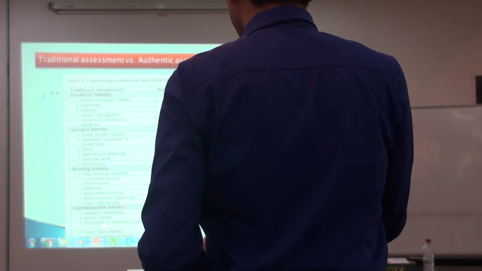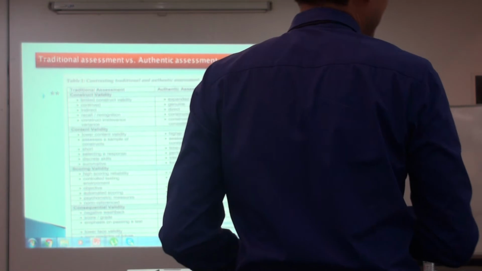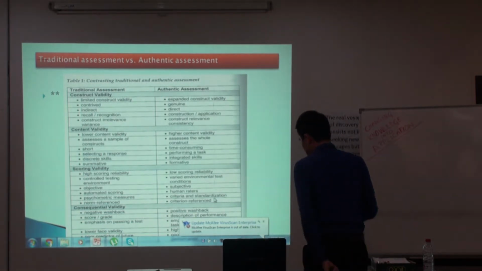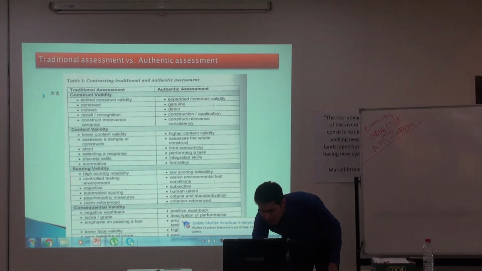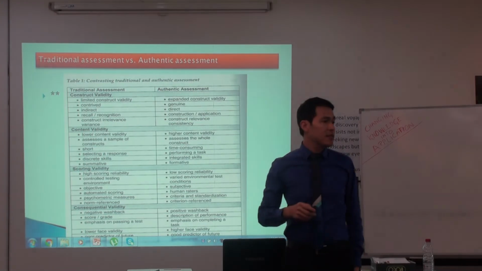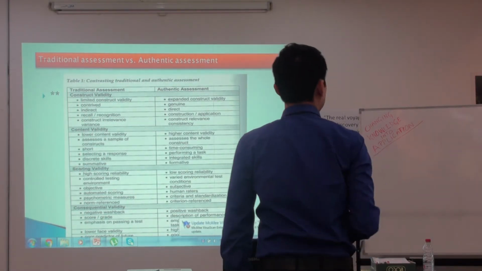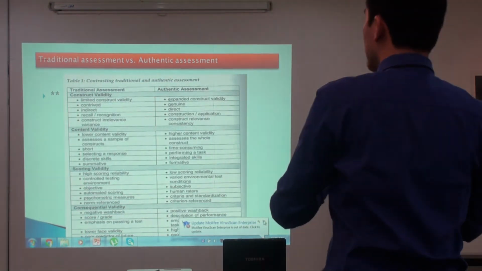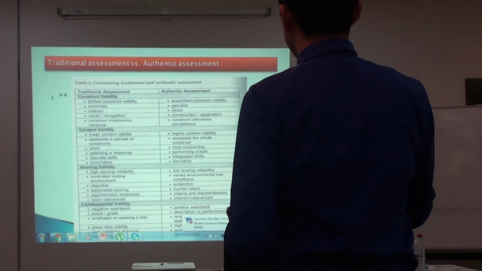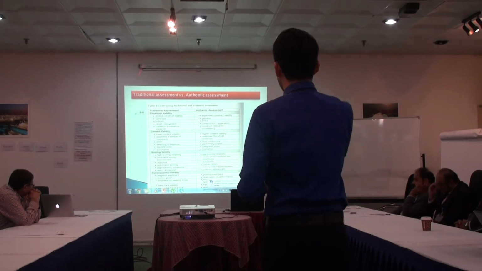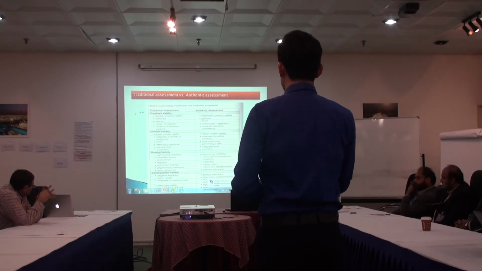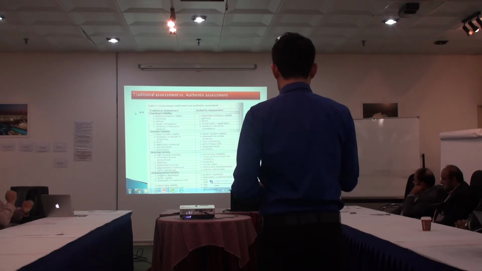For consequential validity, under traditional assessment, the emphasis is only on passing the test. You pass the test. But in authentic assessment, the emphasis is on completing the test, regardless of whether you will consider it excellent, average, poor, or needs improvement. At least students are required to complete the test. So that's one major difference between traditional assessment compared to authentic assessment in terms of consequential validity.